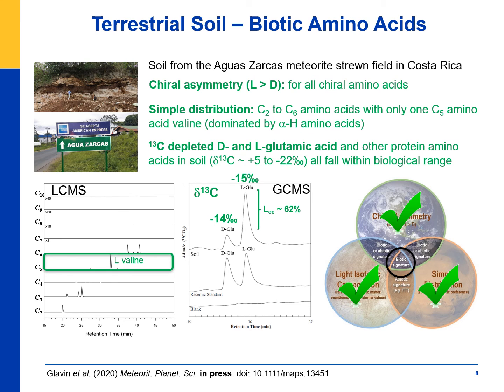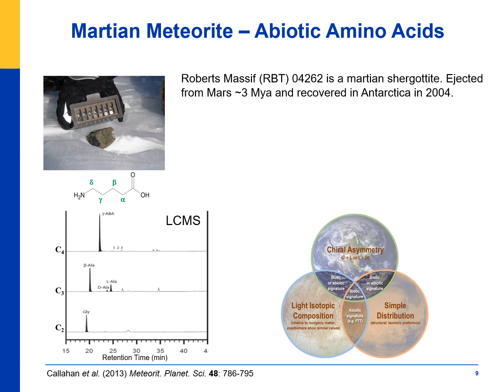Which is not a big surprise. Now let's go to an example that's more relevant for Mars. This is a very interesting Martian meteorite called Roberts Massif, RBT for short, 04262. It's a Martian shergotite. It was ejected from Mars about 3 million years ago and found in Antarctica by ANSMET in 2004. Again, we make similar measurements on this meteorite as we've made in other meteorites using LC-MS and GC-MS.